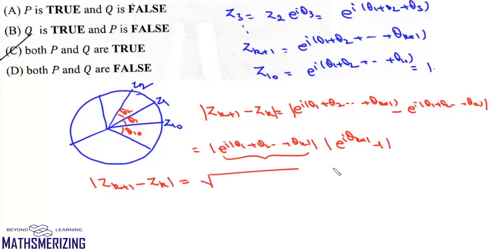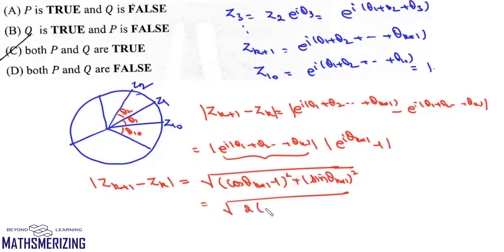Now this is under root of cos theta k plus 1 minus 1 whole square plus sin theta k plus 1 whole square. Now this is cos square theta plus sin square theta, which is 1. So it will be root of 2 into 1 minus cos theta k plus 1, and this is 2 sin theta k plus 1 by 2, and we know that sin theta is always less than or equal to theta, so it will be less than or equal to theta k plus 1.